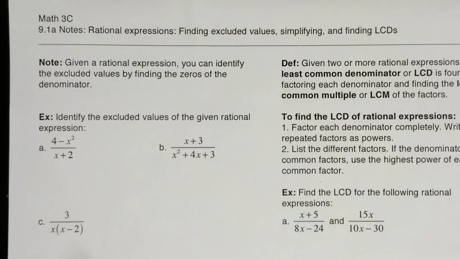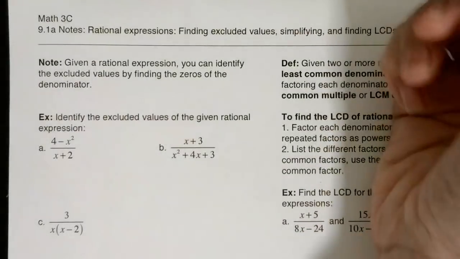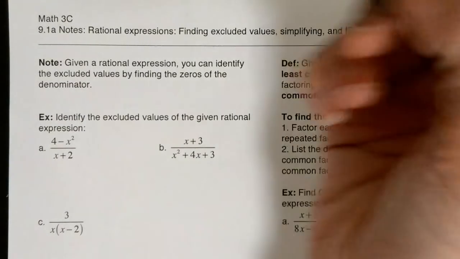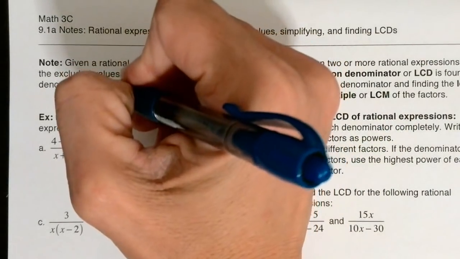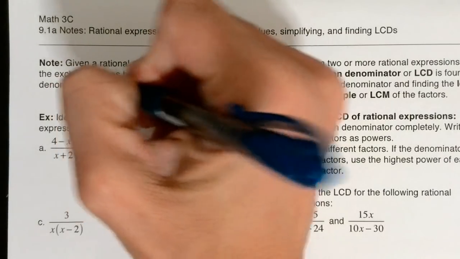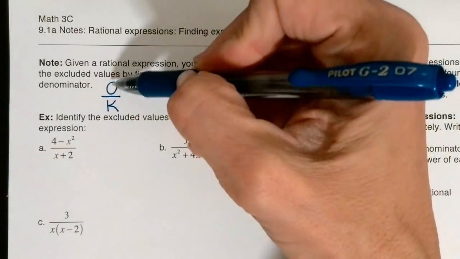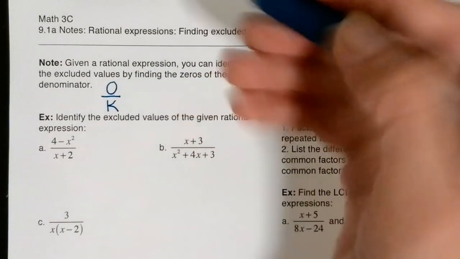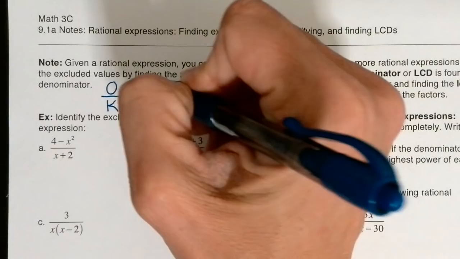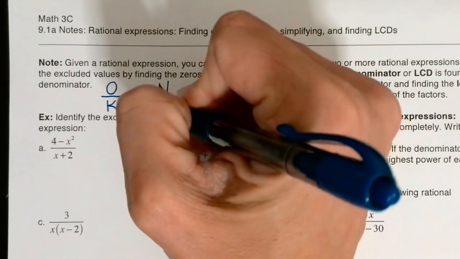So in math, you're not allowed to divide by 0. So just a friendly reminder of what that looks like in a fraction. I like to give students this example. It's okay to have a 0 in the numerator. Do you see how that 0 is there? That's okay. It is not okay to have a 0 in the denominator.